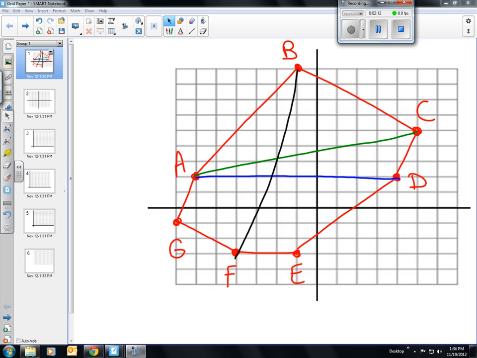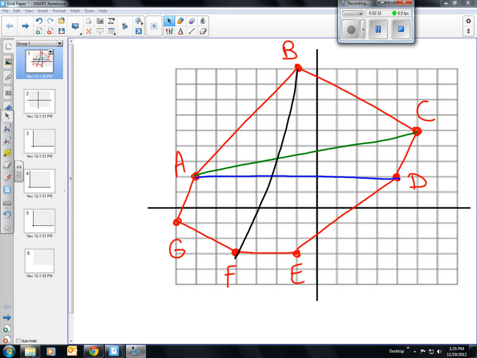Then in problem number 5 it says draw the polygon ABCDEFG, and so that's the red polygon here. And then it says draw segment AC, which would be in green, segment AD, which would be in blue, and then segment BF, which would be in black. And then it says determine which pairs of angles are congruent in the diagram.